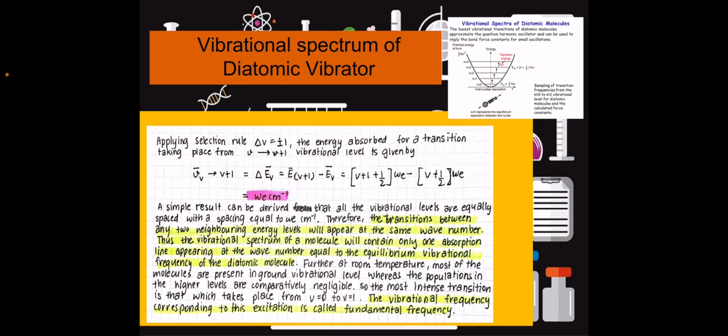Further, at room temperature, most of the molecules are present in the ground vibrational level, whereas the populations in the higher levels are comparatively negligible. So the most intense transition is that which takes place from nu 0 to nu 1. The vibrational frequency corresponding to this excitation is the fundamental frequency.